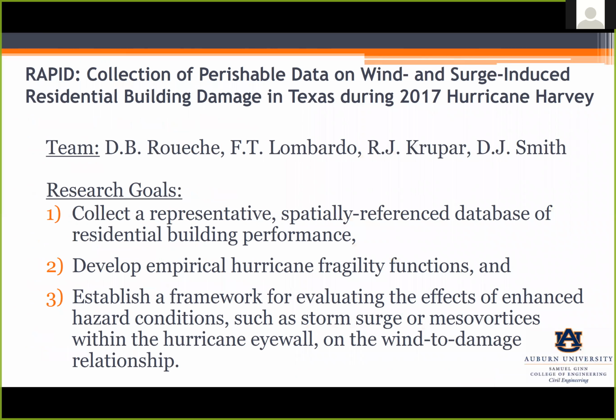All right, and then I'm going to spend a little bit more time on this, since this was a RAPID that our team was leading. Our goal in this RAPID was, again, to collect a representative, spatially referenced database of residential building performance. From that database, we want to be able to develop empirical hurricane fragility functions, and then ultimately establish a framework for evaluating the effects of some of the enhanced hazard conditions that were present in Harvey, such as storm surge or even mesovortices within the hurricane eye wall.